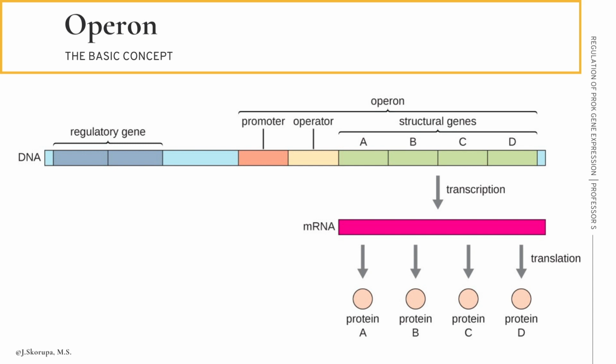The structural genes are transcribed into mRNA. Notice they are all on one strand of mRNA, even though there are multiple genes. This is the beauty of the operon. Finally, the mRNA is read by ribosomes and translated into protein products. This is central dogma. The flow of information is DNA goes to mRNA goes to protein.